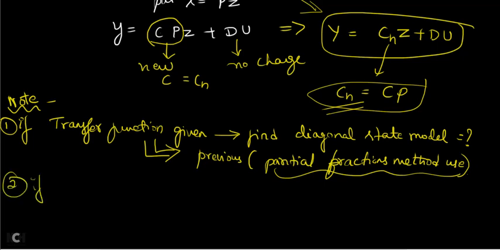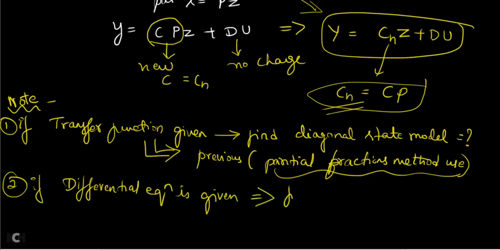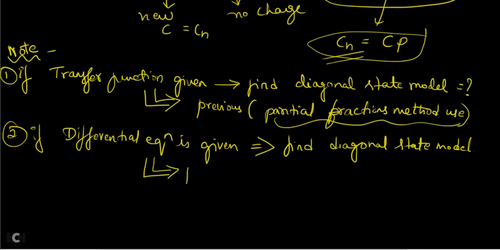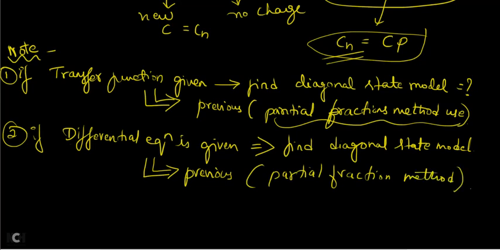In the second case, if instead of giving the transfer function, they give you a differential equation in the problem, and they ask you to find the diagonal state model, then also you have to use the previous method, which is nothing but the partial fraction method. You have to use the partial fraction method to solve the problem.